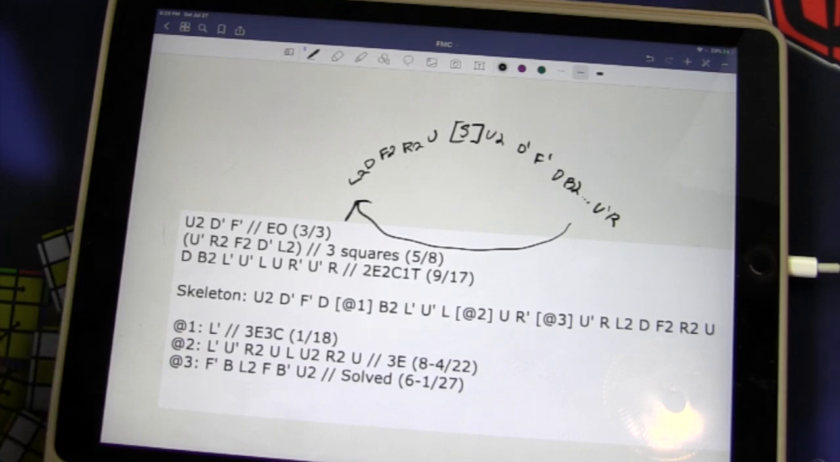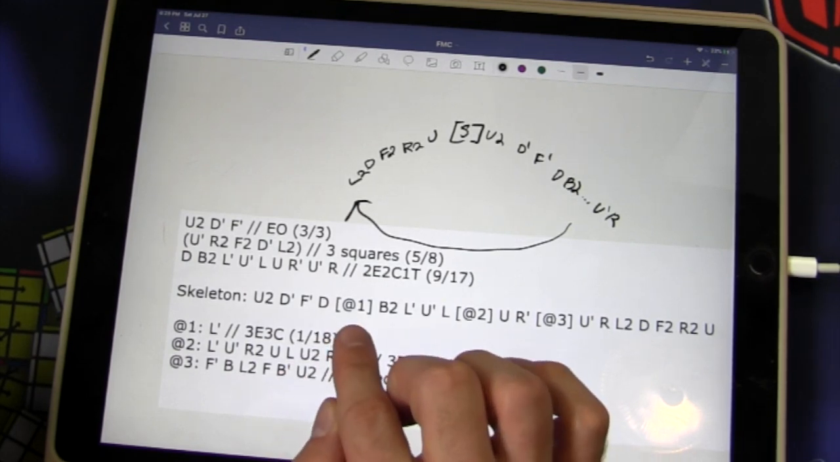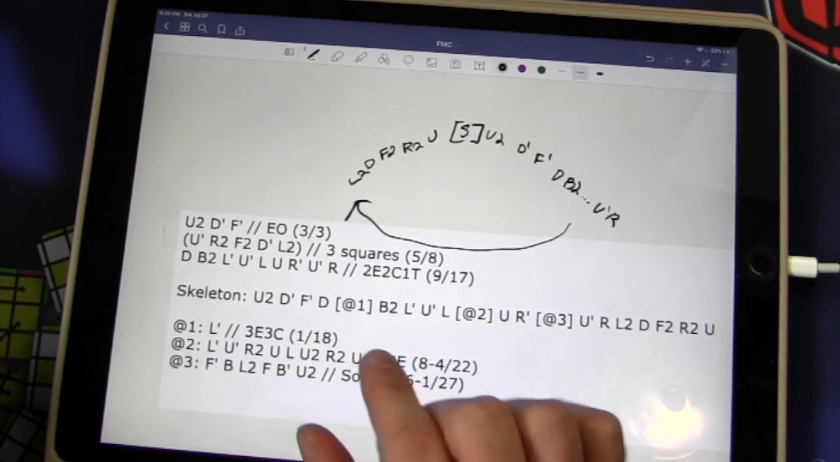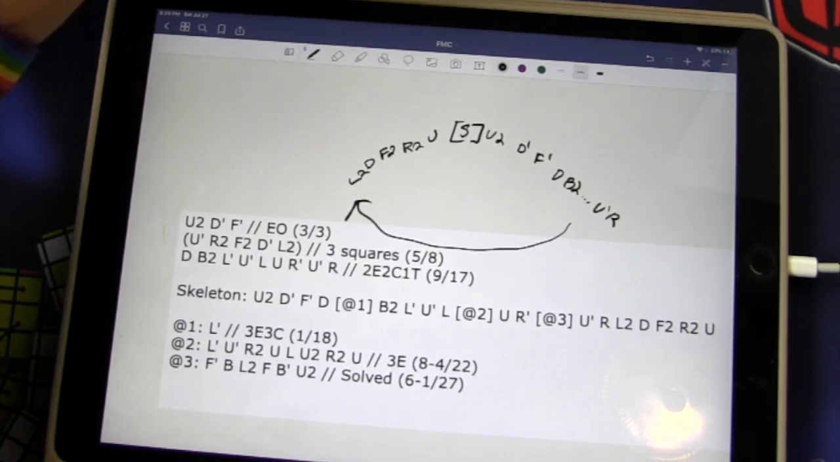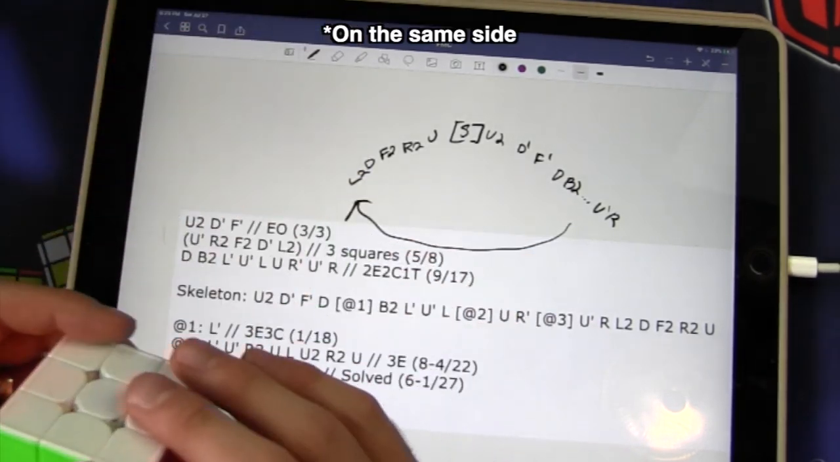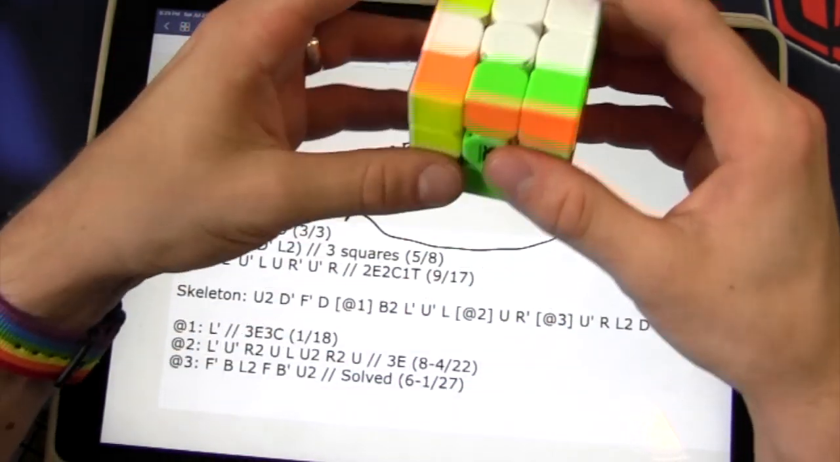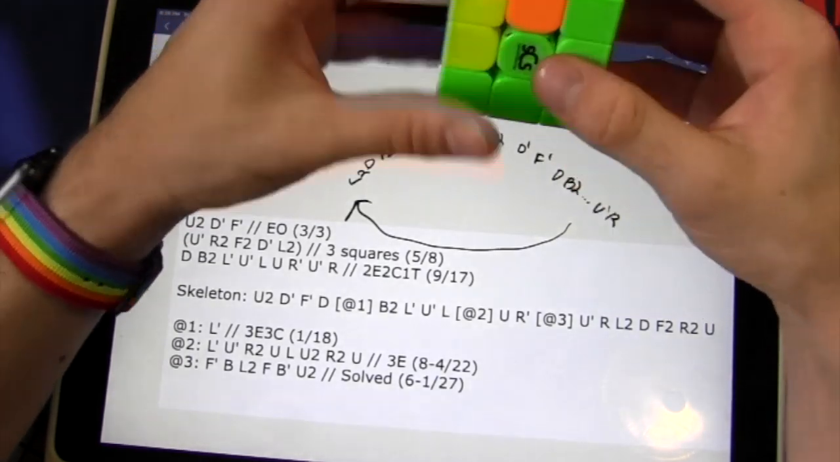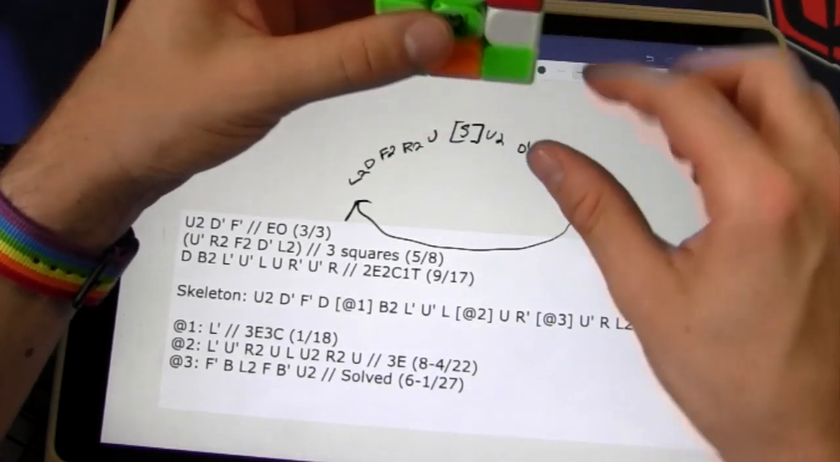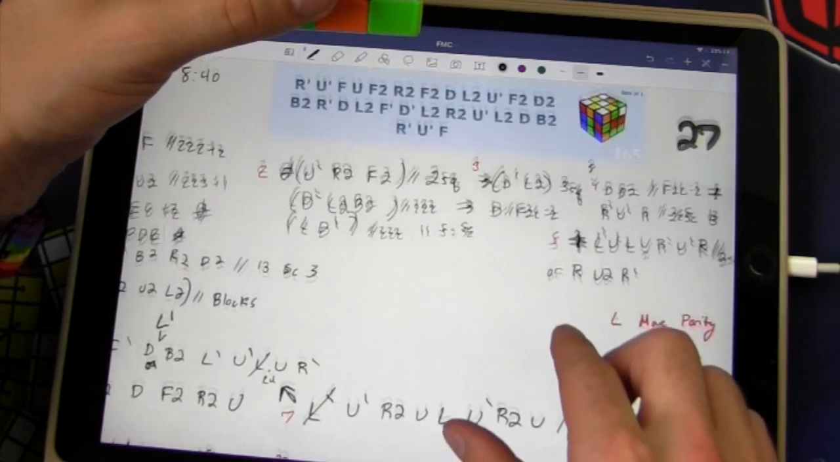And so I'm gonna do rNISS so you can see this more clearly. And right here, I stickered the pieces and I found where they're all in the same spot. So we can set this up, B2, L', U', L, U, R', U', R, L2, D, F2, R2, U. Let's go to the scramble.